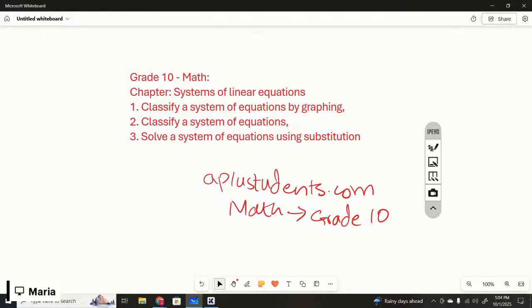We're going to start with the chapter System of Linear Equations. The lessons we're going to cover today are classify a system of equations by graphing, classify a system of equations, and solve a system of equations using substitution.